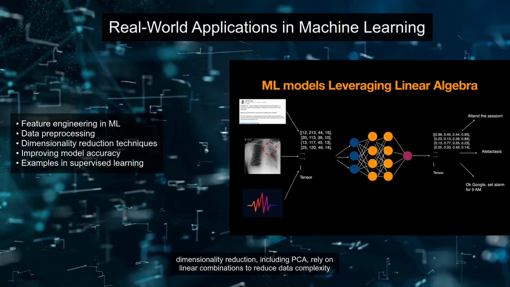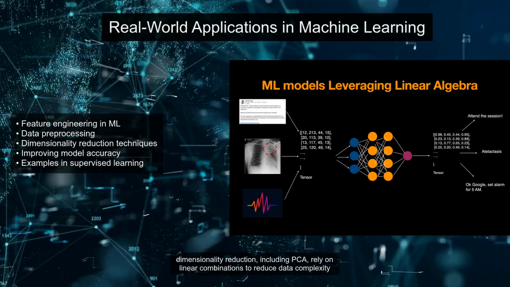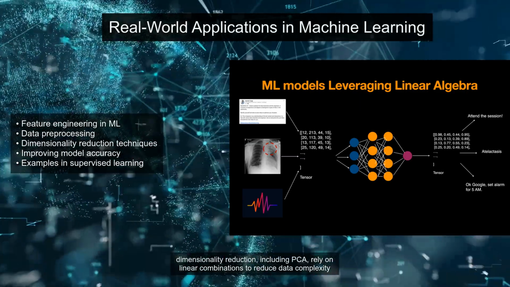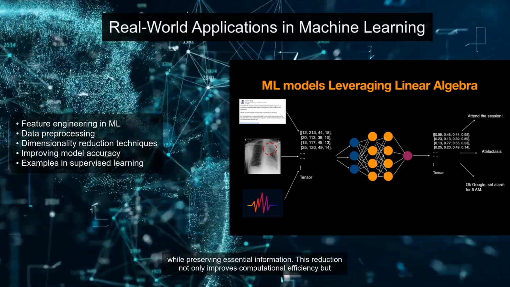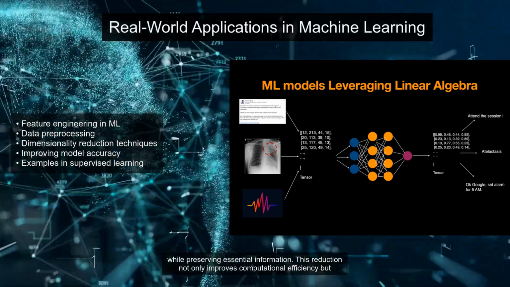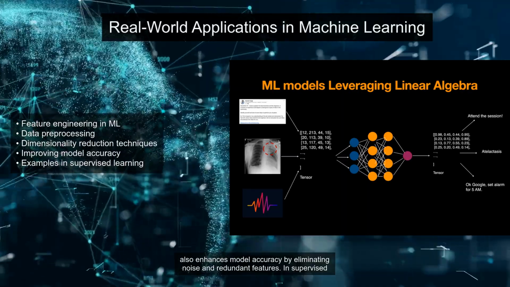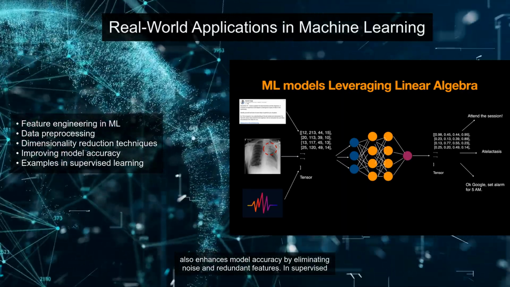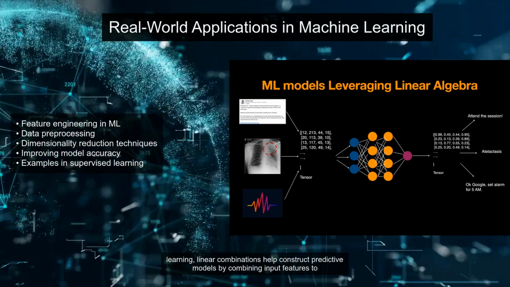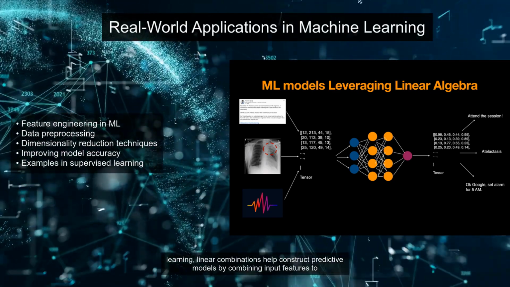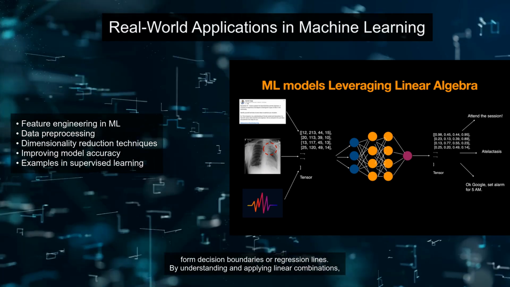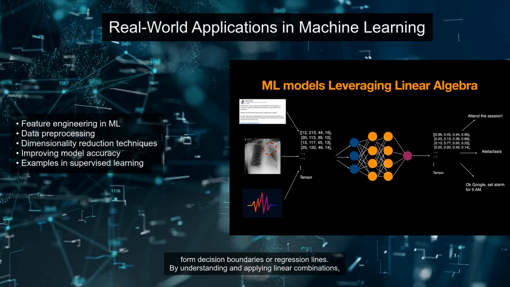Techniques like dimensionality reduction, including PCA, rely on linear combinations to reduce data complexity while preserving essential information. This reduction not only improves computational efficiency but also enhances model accuracy by eliminating noise and redundant features. In supervised learning, linear combinations help construct predictive models by combining input features to form decision boundaries or regression lines.